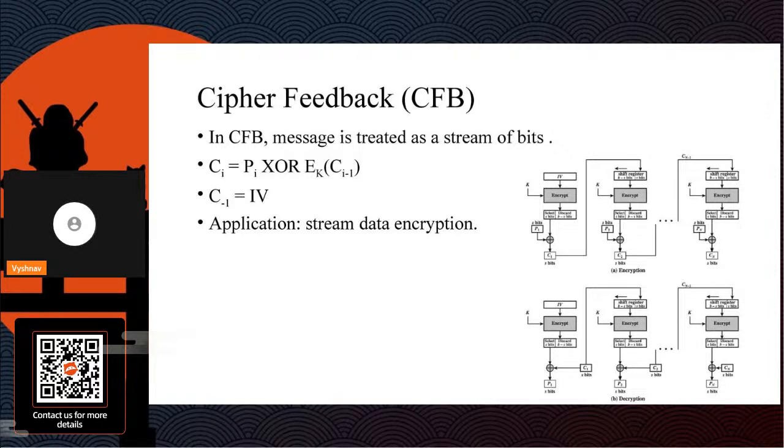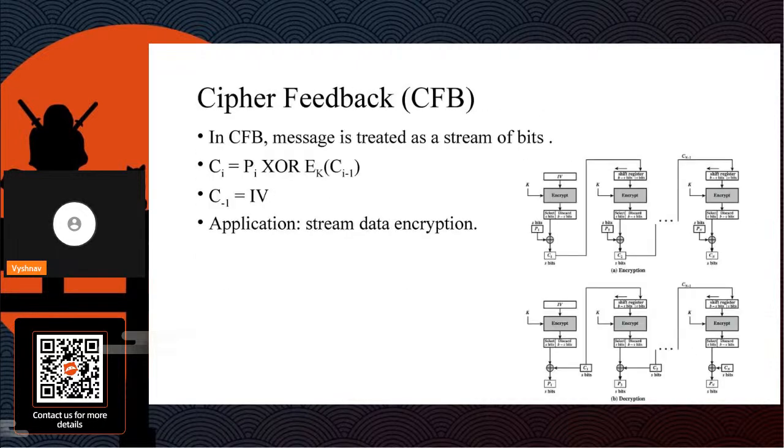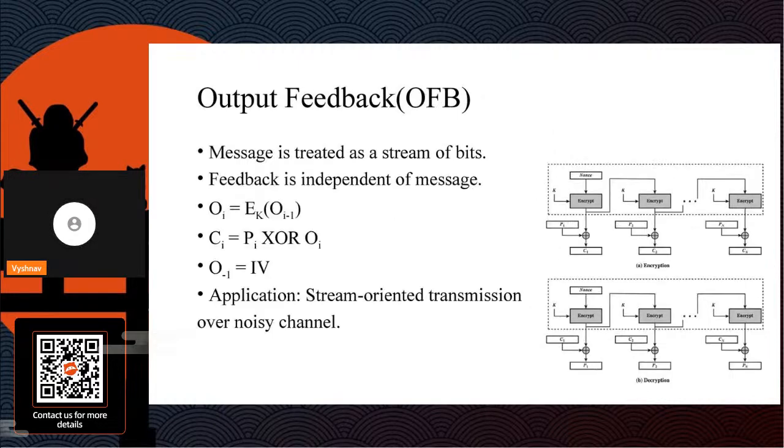For decryption, the same scheme is used, except that the received ciphertext unit is XORed with the output of the encryption function to produce a plain text unit. So here we can see both are encryption functions. The main application is stream data encryption, and here we can also see that errors will propagate. So that's why they came up with output feedback.